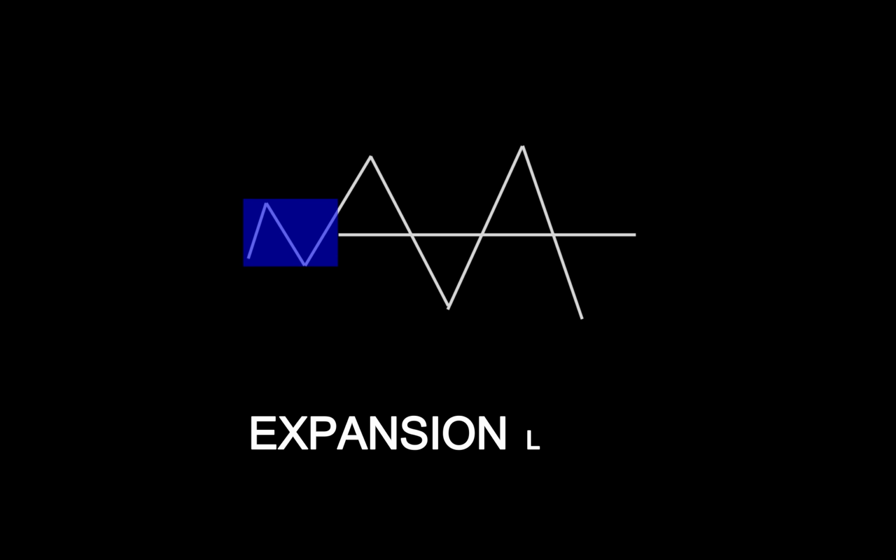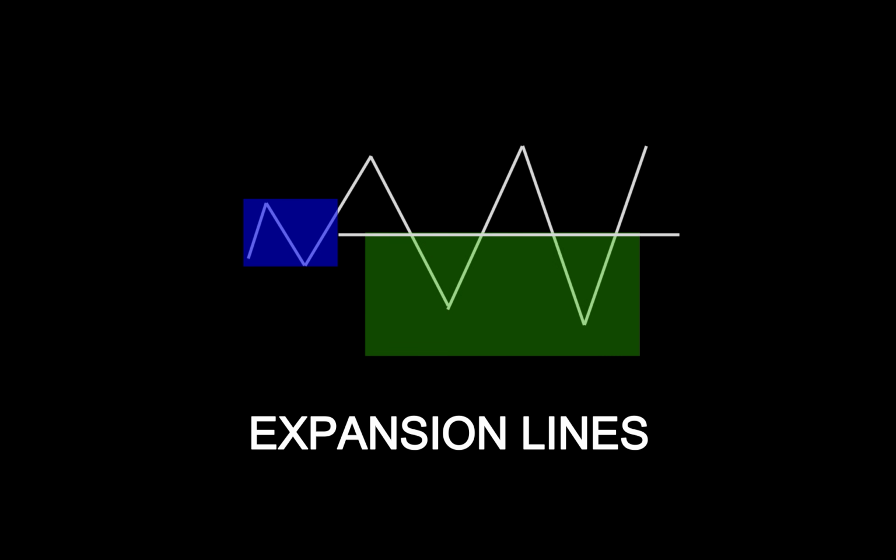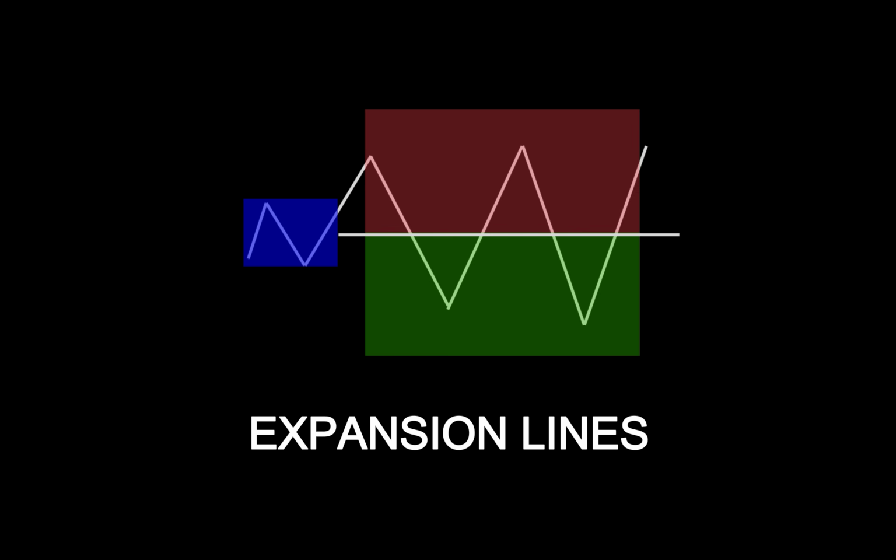From the center of the contraction box, we project outward the expansion lines. These lines are powerful because they give you value. Below the expansion lines is our discount buy zone. Above the expansion lines is our premium sell zone. Price constantly interacts with these value lines.